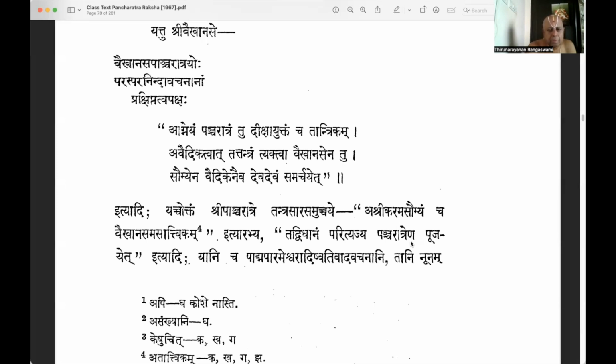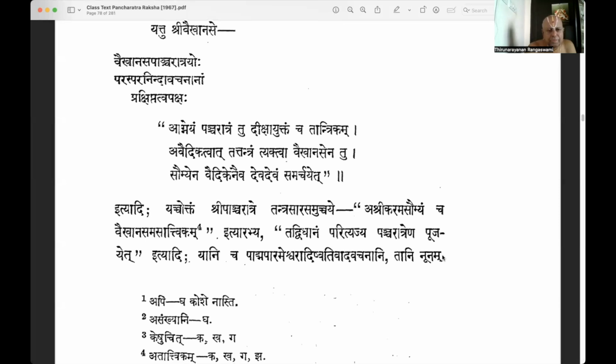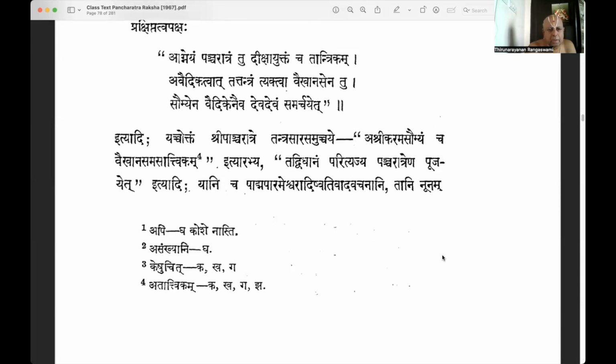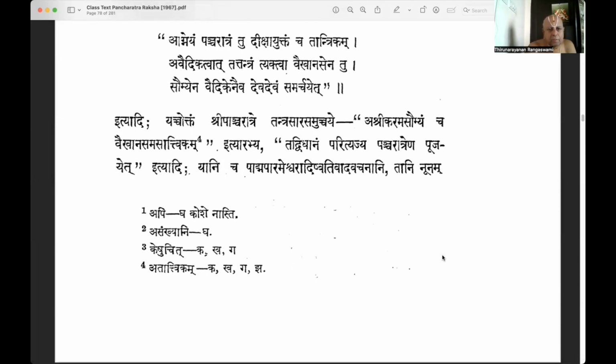From Vaikhanasa, what should be given up? In Pancharatra, what should be removed? Now, Agneyam Pancharatram tu Diksha cha Tantrikam. Avedikatvat Tattantram Tyaktva Vaikhanasena tu. So, Agneyam Pancharatram. So, Diksha cha Tantrikam. I think I must understand it more.